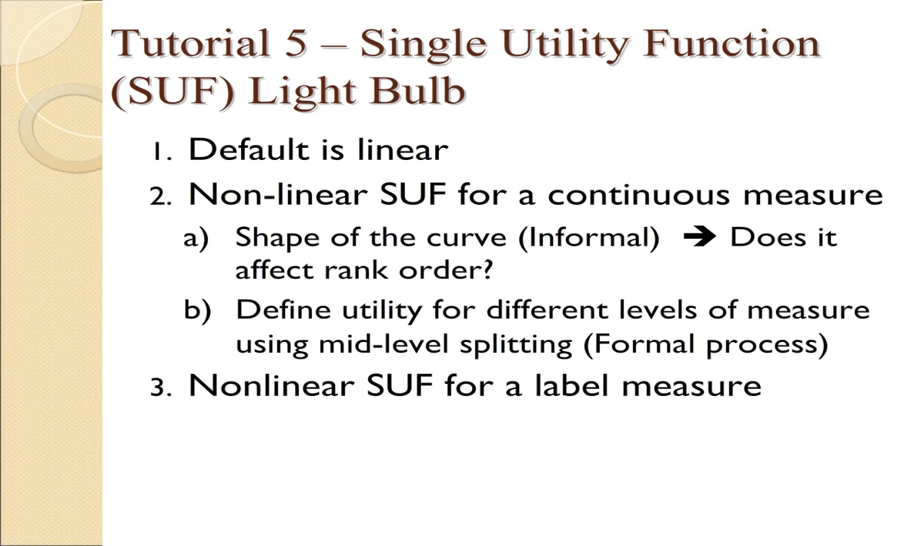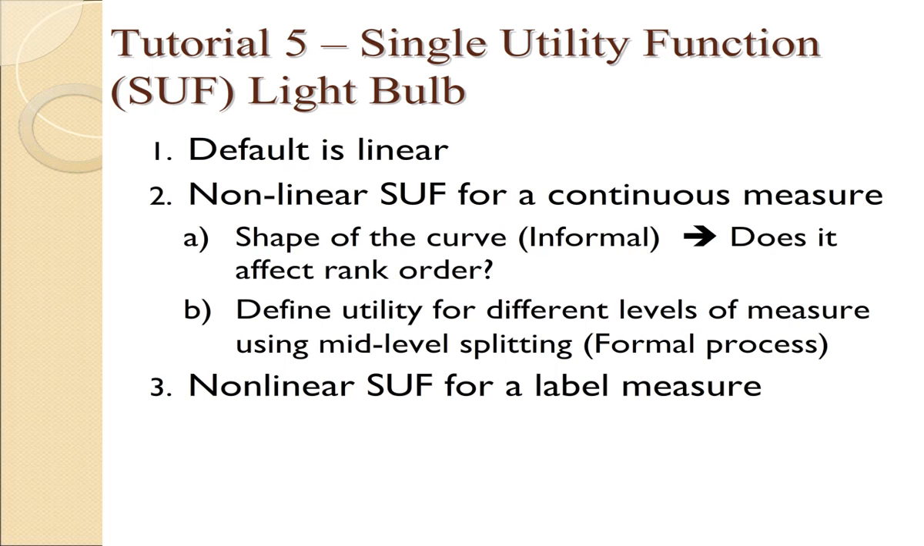In multi-attribute utility theory, there are two pieces of analytic process. One assigns weights to the various measures or objectives, and that is used to reflect the importance of each measure or objective. And then there's a second part, which is to convert the raw data into a scale between 0 and 1, and that's called the single utility function. The default assumption for the form of the single utility function is that it is linear.